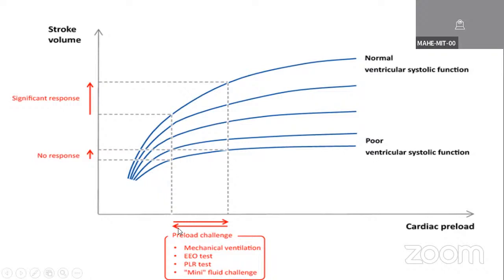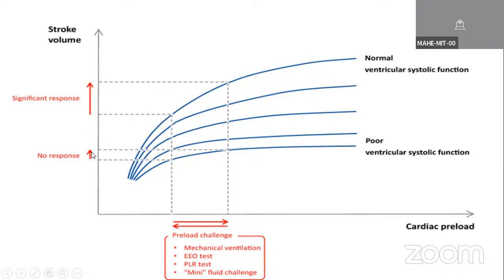Suppose you give fluid to patients in both categories, normal ventricular systolic function or poor ventricular systolic function. You have given a 500 ml fluid challenge, and you see the response of the patient in relation to the stroke volume. In a patient with poor ventricular function given a preload challenge, if it falls on the flat portion of the Frank-Starling curve, there is no much increase in the stroke volume, and it can cause only harm for the patient.